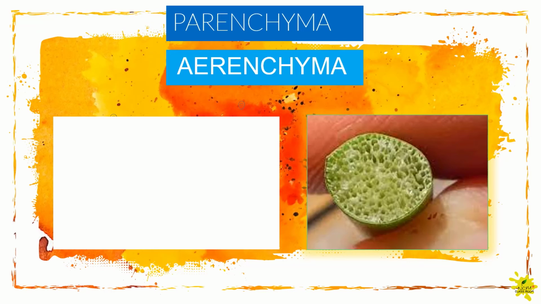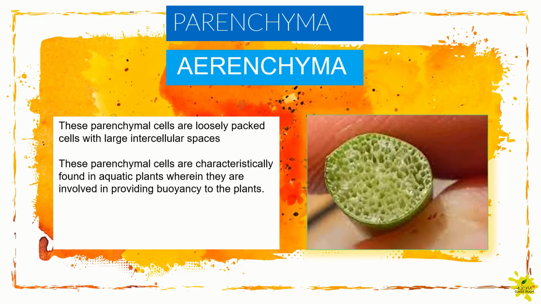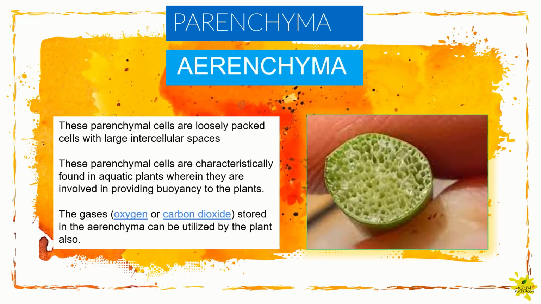The second type of parenchyma is aerenchyma. These parenchymal cells are loosely packed cells with large intercellular spaces. You can observe the picture here. The larger spaces you can see. These cells are characteristically found in aquatic plants, wherein they are involved in providing buoyancy to the plants, so they can easily float on the surface of water. The gases stored in the aerenchyma can be utilized by the plant. These gases would be oxygen and carbon dioxide.